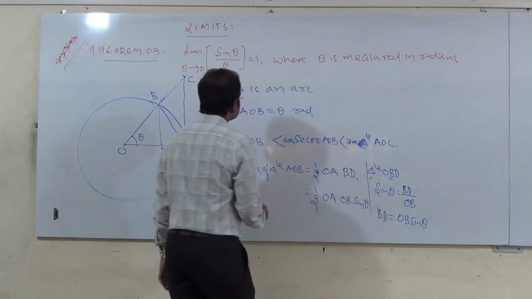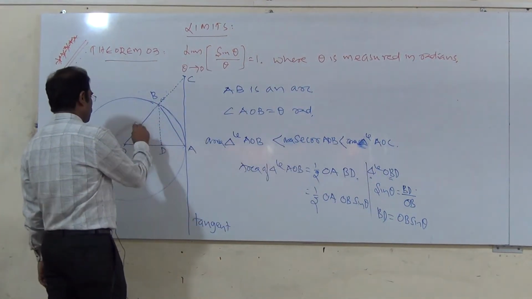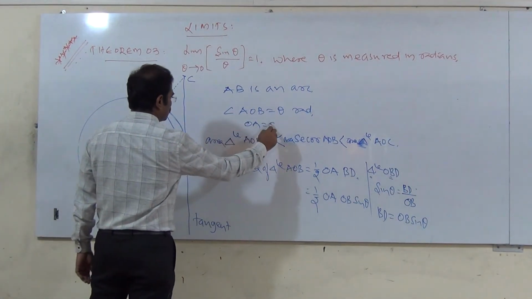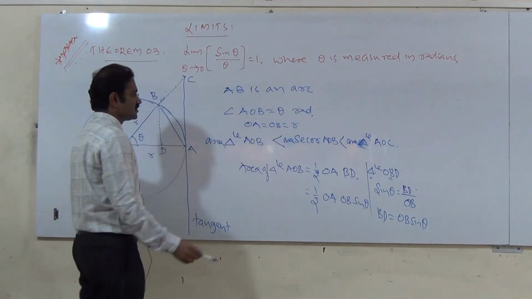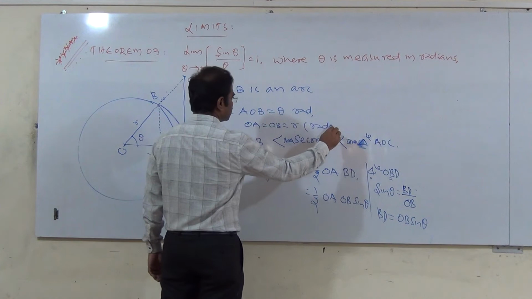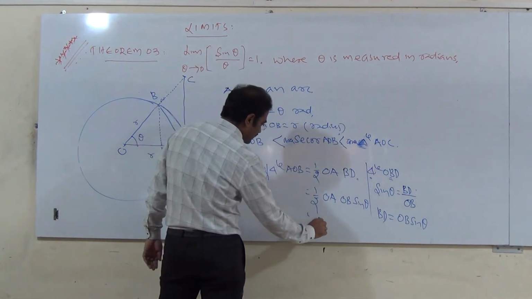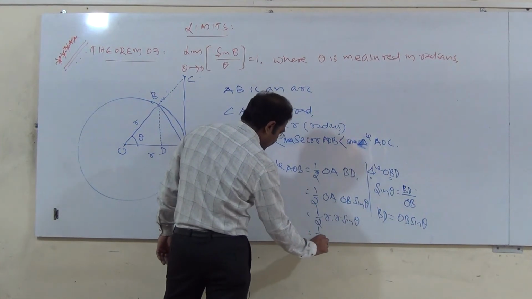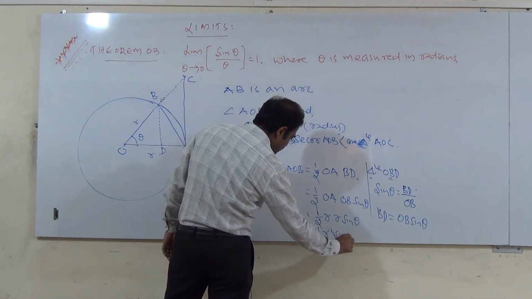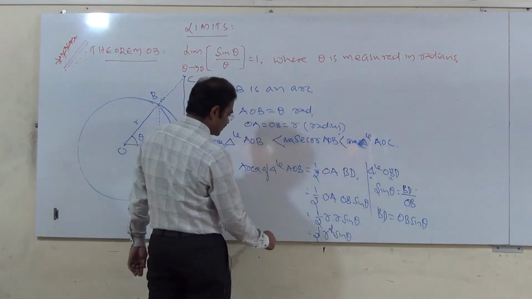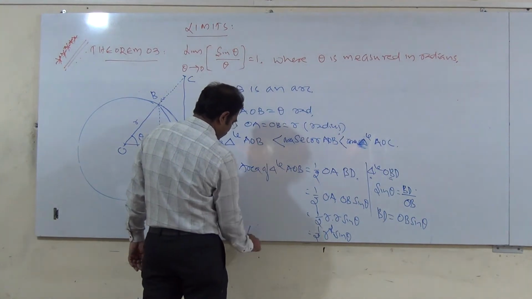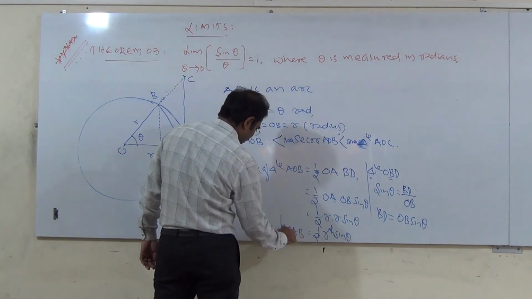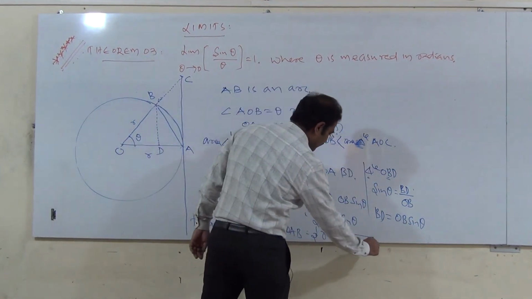Right? And moreover, OA is equal to OB, which is the radius R. Therefore, if I substitute, 1 by 2 into R into R sin theta, it is 1 by 2 R square sin theta. That is the area of the triangle OAB. Call this equation number 1.